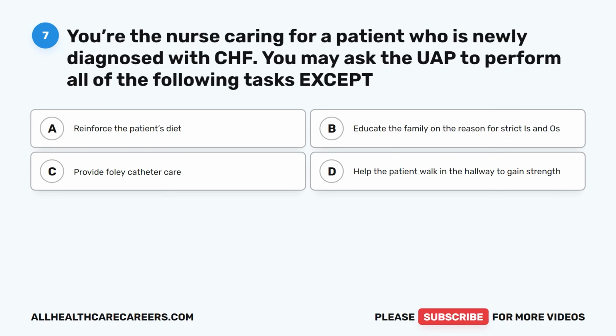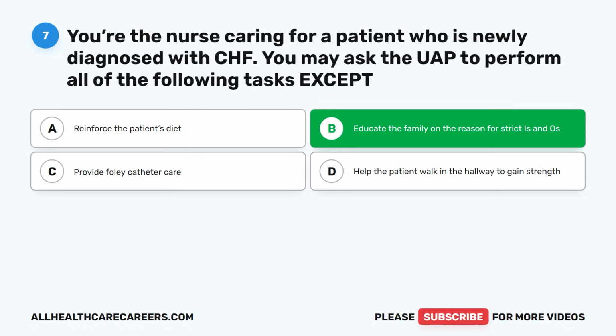Reinforce the patient's diet. B. Educate the family on the reason for strict Is and Os. C. Provide Foley catheter care. D. Help the patient walk in the hallway to gain strength. The correct answer is B. Educate the family on the reason for strict Is and Os.